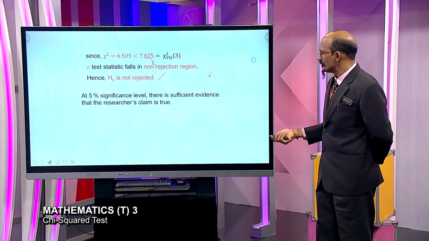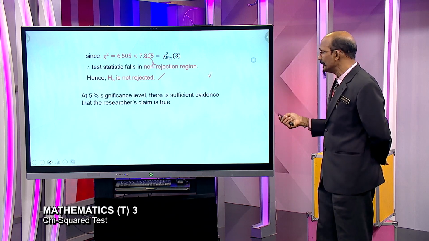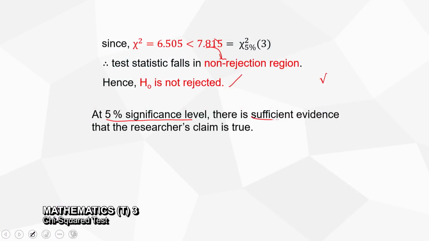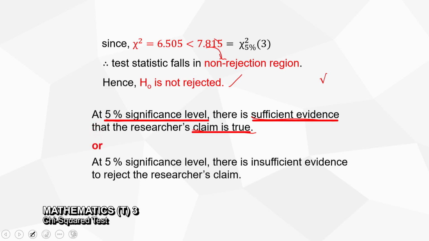So if H0 is not rejected, so at 5% significant level, there is, if you notice, a keyword you must have. So the researcher's claim is true. Because we are not rejecting H0. That means my researcher's claim is true. Or maybe this is the best way of writing. Maybe the student will write like this. They like to use the word insufficient. So at 5% significant level, there is insufficient evidence to reject the researcher's claim. Slightly different, but both bring the same meaning.